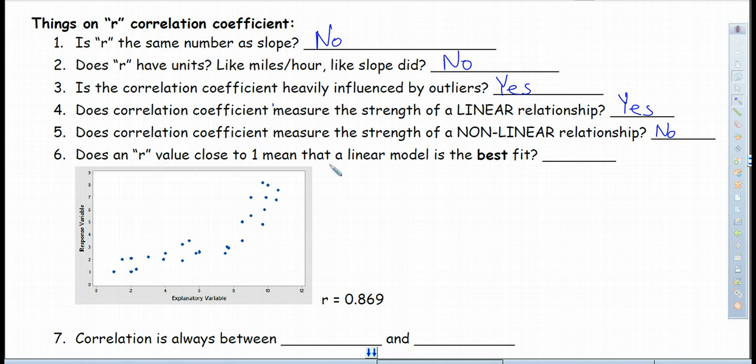Does an R value close to 1 mean that a linear model is the best fit? So we want to be careful, right? Like we've talked about R value getting close to 1. Is that the best fit? Well, here's an R value. Does it follow a strong linear trend? Well, it looks like it follows kind of this path, right? But we looked at this one earlier. Was it more linear or more nonlinear? Was it following a line better or following a curve better? And we saw that, yes, it does follow the curve better. So that does not mean that the linear model is going to be the best fit. So not necessarily.